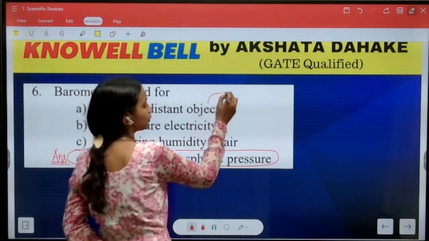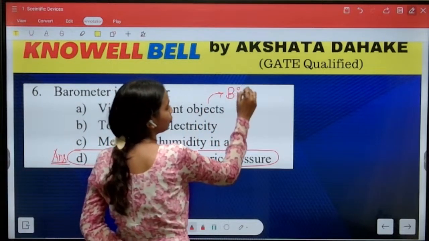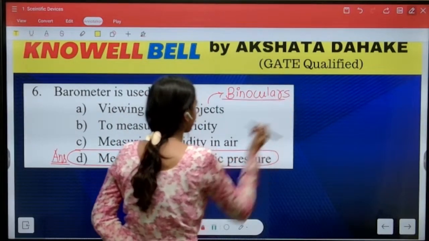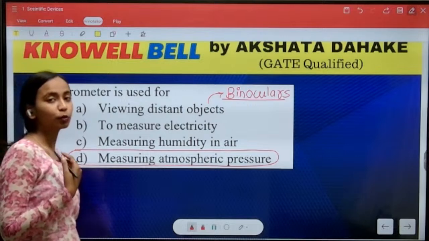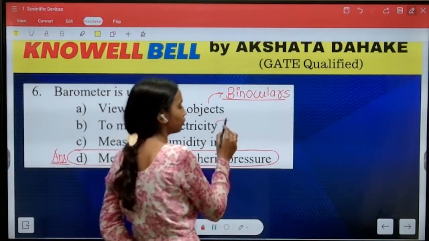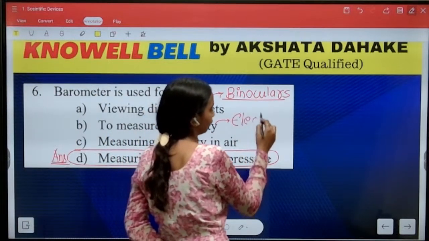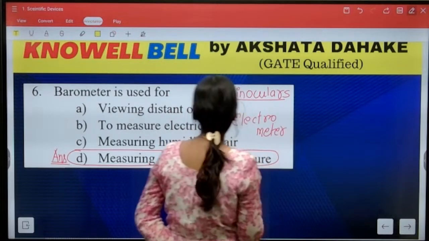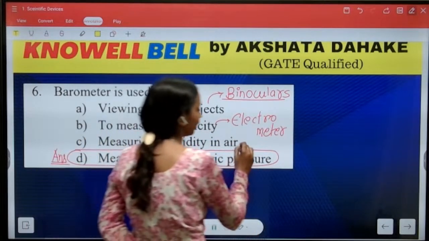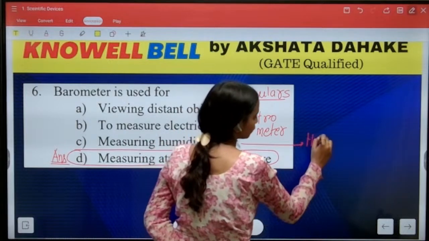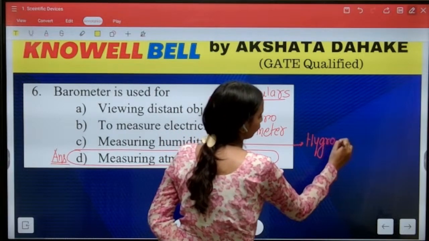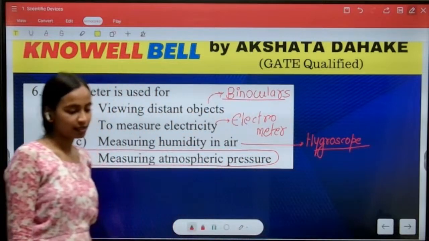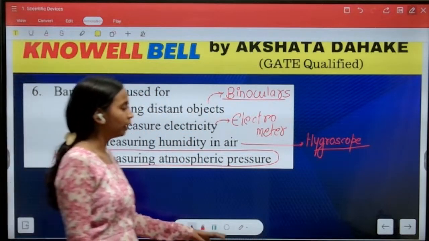To view distant objects, which device we use? We use binoculars. कौन सा device हम use करते हैं in order to view the distant objects? We use binoculars. In order to measure electricity, which device we use? We use electrometer. To measure humidity in air, which device we are going to use? We use hygroscope. So these are some of the devices that you have to keep in mind.